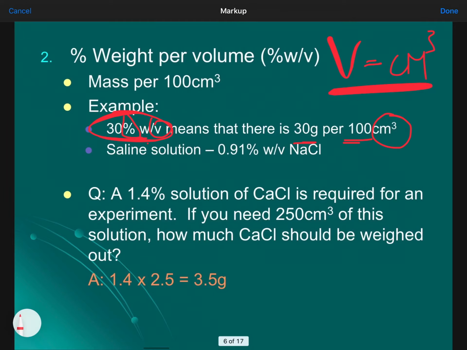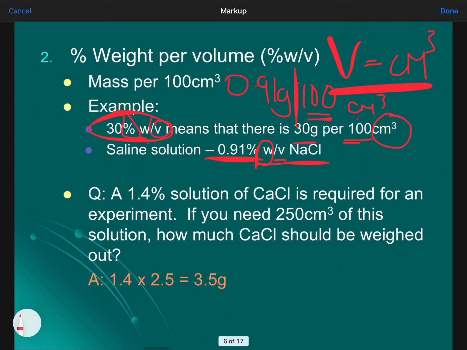So if you see something like 0.91% weight per volume sodium chloride, what does that mean? Well, that means that you have 0.91, okay? W means grams, percent means 100, always 100, and V means cubic centimeters. So if you saw on a bag of saline 0.91% W by V, then what does that mean? 0.91 grams in always, like I said, 100, and then V means volume, cubic centimeters.